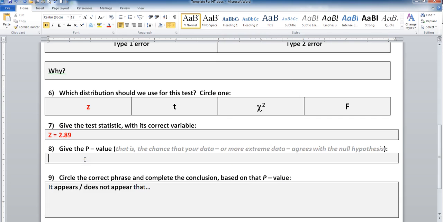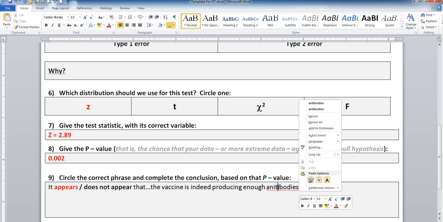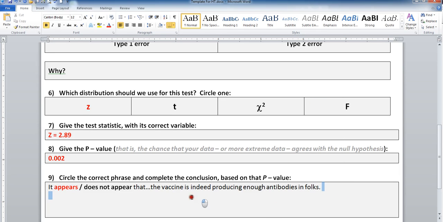What's the p-value? You may have noticed it there. It's pretty small. It's about 2 in 1,000, which means if the vaccine were ineffective, there is a 2 in 1,000 chance that you should have gotten as extreme results as you did. It's hard to believe that. So it sure does appear that the vaccine is not ineffective. So it appears that the vaccine is indeed producing enough antibodies in folks.